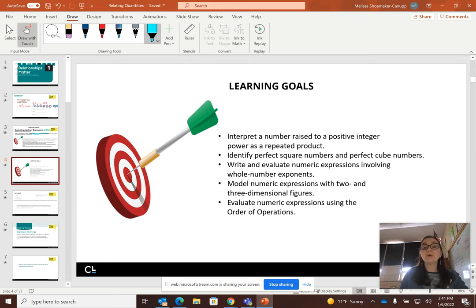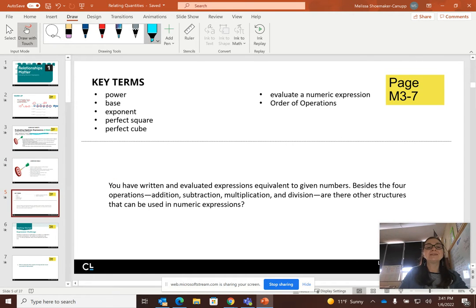Carnegie gives us our learning goals. So we're going to interpret a raised number to a positive integer, those powers we were working on. And we're going to talk about perfect squares and perfect cubed numbers as well. Page M3-7, we have our key terms. Today we're going to learn power, base, exponent. Hopefully soon we're going to get to perfect square and perfect cube. We're also going to talk about evaluating and then get into order of operations. Some of you had that in 5th grade, so some of you already have a jump start.